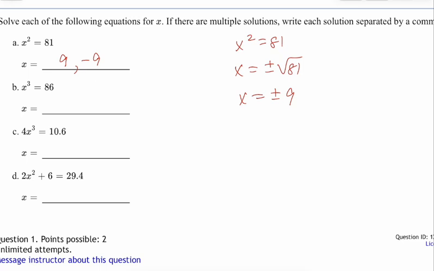Now, my next one is a cube. So that one will only have one answer. Mine isn't a perfect cube, so I believe that you can just type 86. Well, if you use the little yellow arrow box, there is a cube root option. And then you can just type in 86 for me.